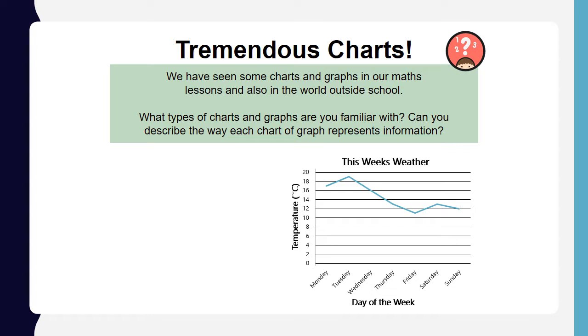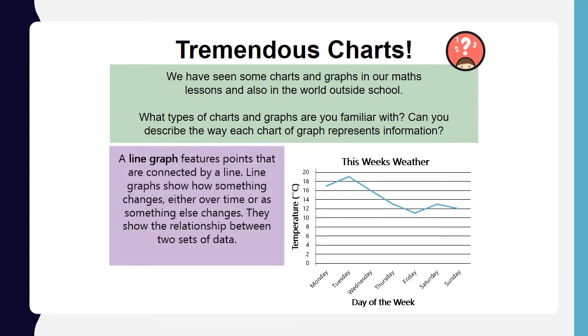Excellent. So this week we're going to be focusing on a line graph. And a line graph is a type of graph which features points that are connected by a line, just like the name says. Line graphs show how something changes, either over time or as something else changes. They show the relationship between two sets of data.